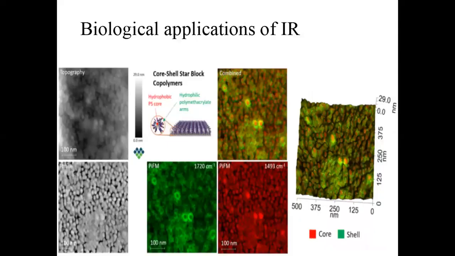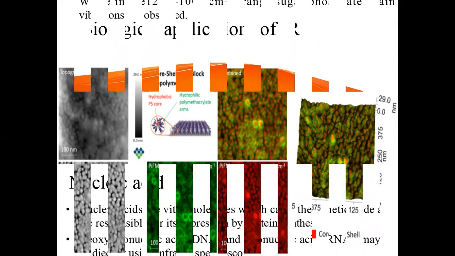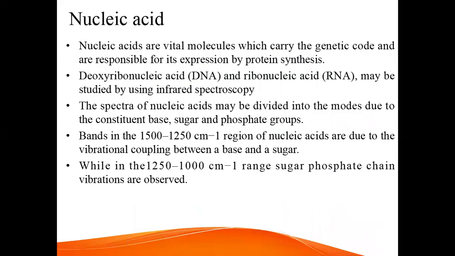Now the applications of the IR. First one are the biological applications. Nucleic acid. Nucleic acids are vital molecules which carry the genetic code and are responsible for its expression by protein synthesis. Deoxyribonucleic acid and ribonucleic acid may be studied by using infrared spectroscopy.